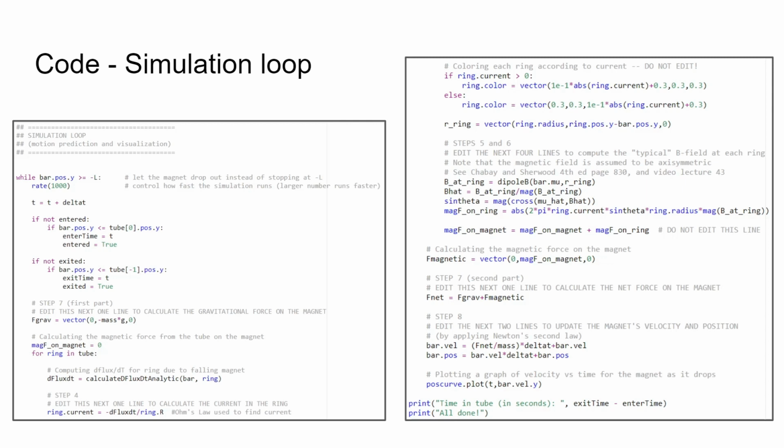Finally, a large simulation loop was run so that all of the forces and fields would change appropriately over time as the magnet fell through the tube. The dflux dt function was called and used to find the current in the imaginary rings in the tube. Then the B field function was called to find the B field at each ring. The result of this, along with the calculation of the current, was used to find the magnetic force on the rings, which was used to find the magnetic force on the magnet using Newton's third law. This was then combined with gravitational force to find the net force on the magnet, and from there, Newton's second law was used to find the velocity and displacement of the magnet.